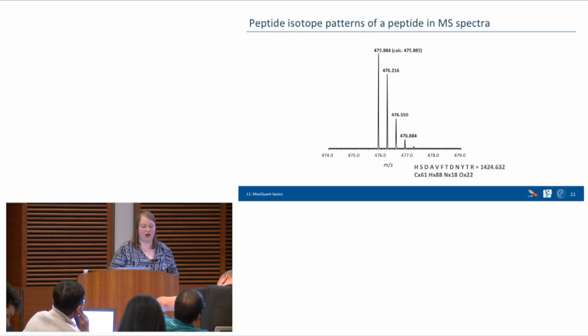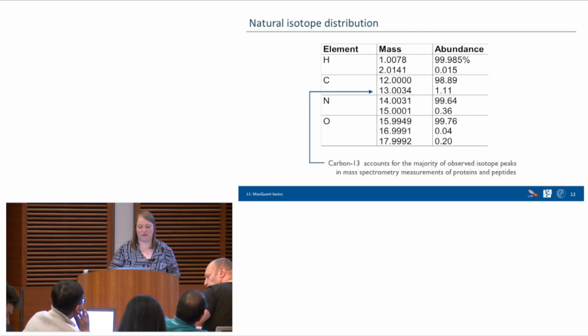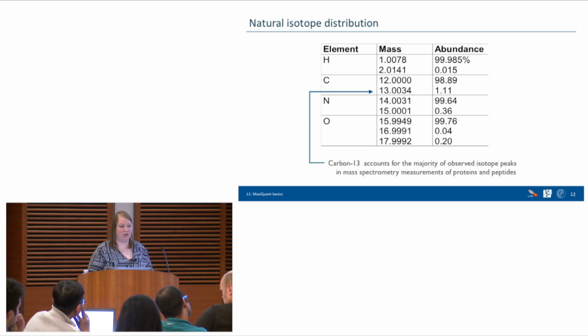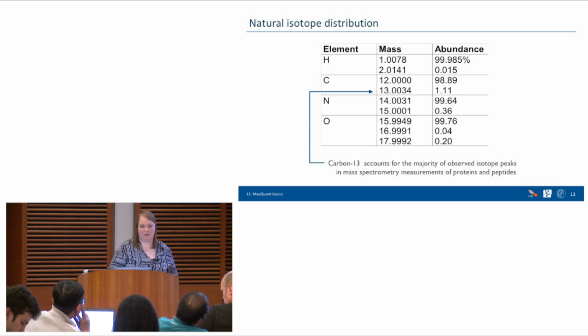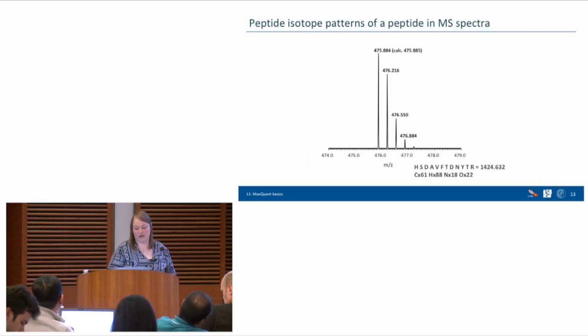In the case of carbon, the most abundant one is C12, but we also have C13, which is roughly a difference of 1 Dalton. And then we also have heavy nitrogen and heavy oxygen. Those heavy carbons or nitrogens cause mass shifts, and this results in an isotopic pattern. So we have 5 peaks for one peptide, and we would like to identify and assemble those.